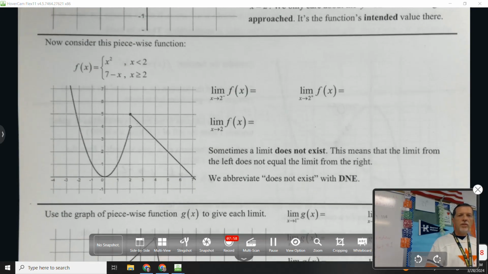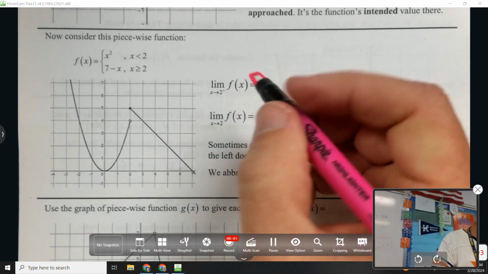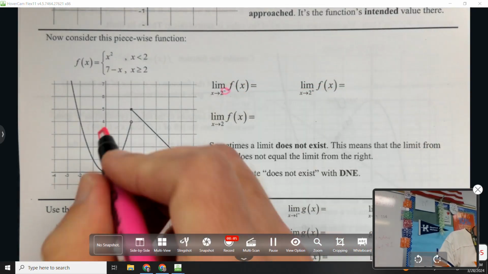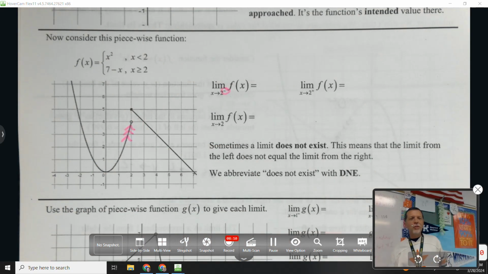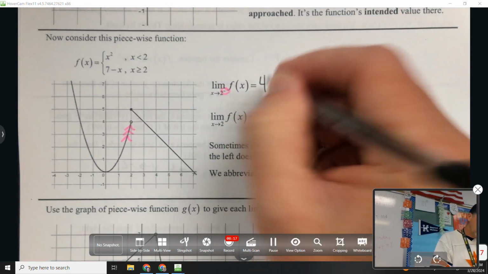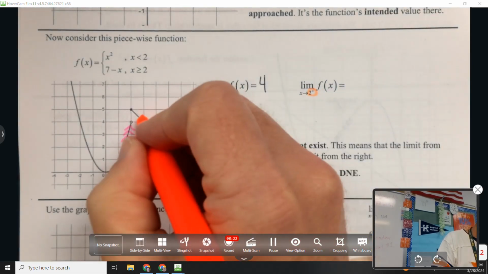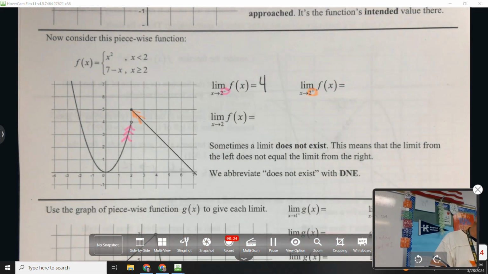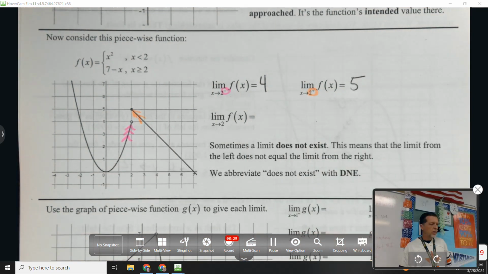All right, let's think about this piecewise function. Limit as x approaches 2 from the left. All right, what do you think? We've done enough of these, even though we haven't done many of them. As x approaches 2 from the left, what is the function headed toward? What's the intended height? 4. And as x approaches 2 from the right, we're headed toward 5.